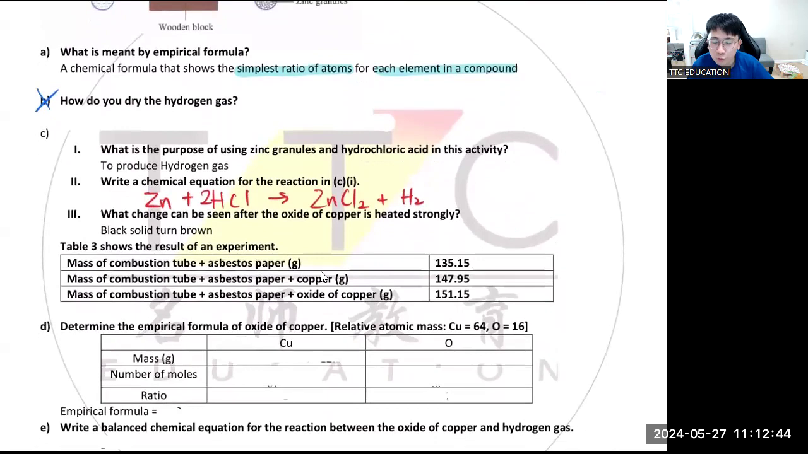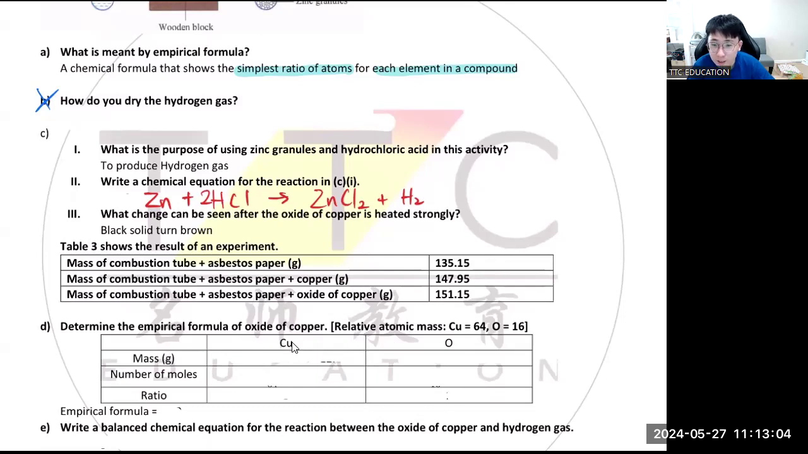Okay, and then the next will be your calculation. Usually in the exam, they will always give you the results of your experiment. Then you take the mass of them and do your empirical formula calculation. I believe you can all do this yourself, but I will try to do one time with you.